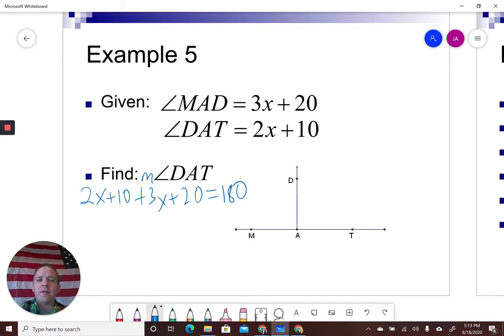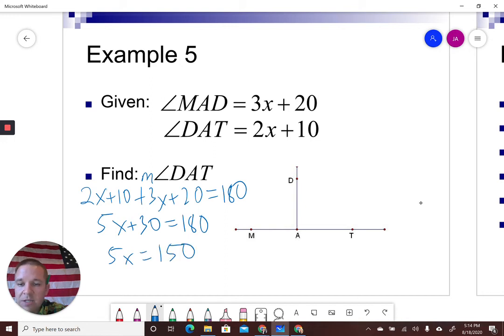What we're going to do a lot in this class is take geometry concepts and apply some algebra to them. They're going to have a little algebraic twist. It's good to stay fresh on our algebra because most of our math classes are algebra based. So I'm going to combine like terms: 5x plus 30 equals 180. I'm going to subtract the 30 and get 5x is equal to 150. Divide by 5. And what do we get?